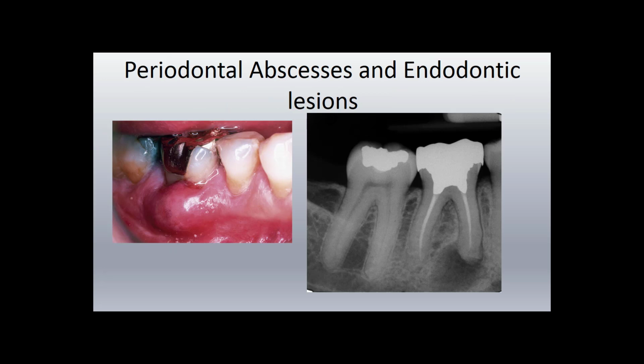Periodontal abscesses and endodontic lesions. Radiographically, you see an abscess as this radiolucent area around the apices. In this case, with this radiograph, you can see that this patient has had endodontic treatment on this tooth. In the intraoral camera picture, you can see the textbook swelling of the abscess. If we were to see this on radiograph, you would also see the radiolucency around the apices of number 30.